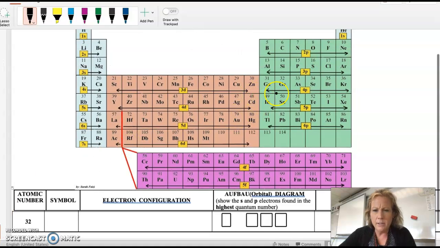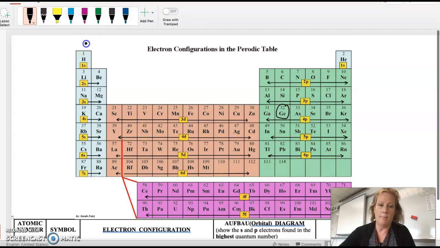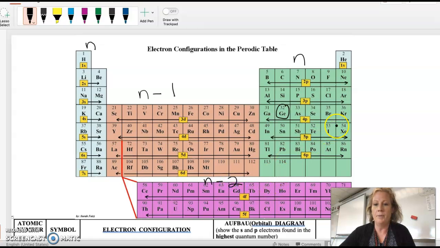So this is 32. So here's germanium. So this one we're going to go through the d's and you're going to see what happens there. I'm going to write something above the s block. I'm going to write n. Above the p block, n. Above the d block is n minus 1. And above the f is n minus 2. So let me show you how that works.